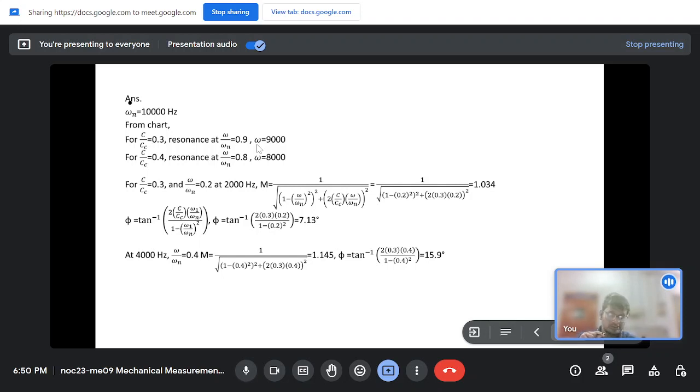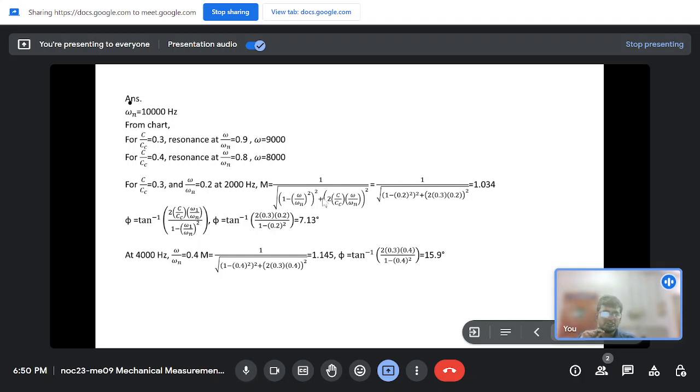The next part of the question was for input frequencies of 2000 Hz and 4000 Hz. We need to find the amplitude ratio, the phase lag and the dynamic error. We'll assume the damping ratio is 0.3. You can solve it for 0.4 also. We'll take a simple case of 0.3. The procedure will be the same for a damping ratio of 0.4; we just have to change the values. For a damping ratio of 0.3 and for 2000 Hz, the frequency ratio will be 2000 divided by 10,000, which gives 0.2.